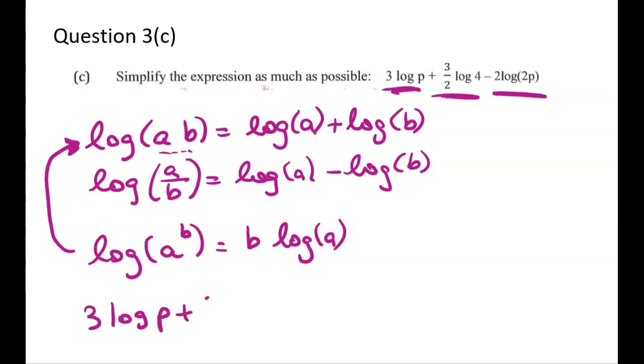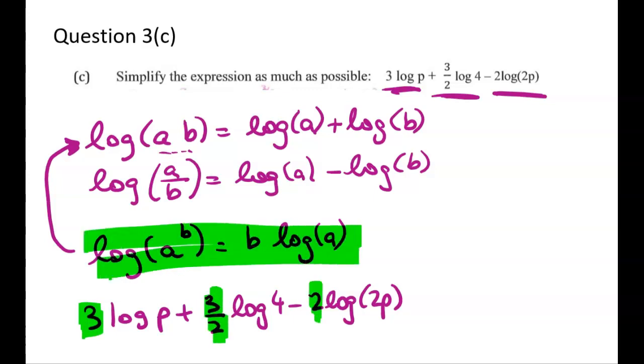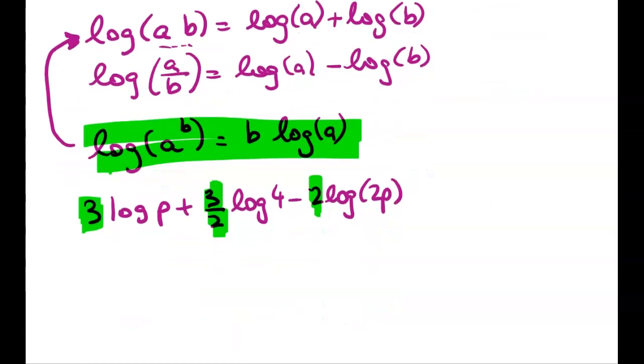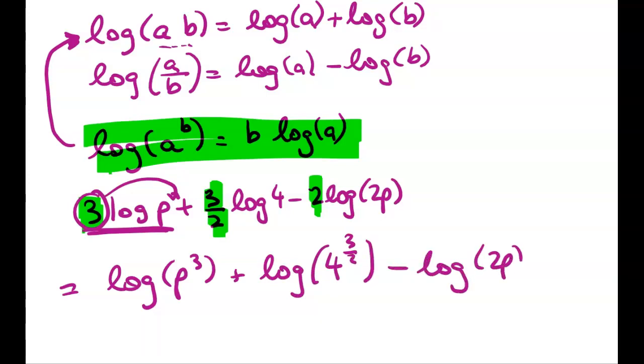So 3 log p plus 3 on 2 log 4 minus 2 log of 2p. Well, the first thing I notice is with all three of these terms, I've got this coefficient sitting here. So that means I'm going to be using this third rule to pop those back into powers. So this is equal to log of p cubed. That's the first one done, right? We take this and we plonk it back up the top, plus the log of 4 to the power of 3 over 2, minus the log of 2p to the power of 2. Now just notice that that's that whole thing put back up to the power of 2.